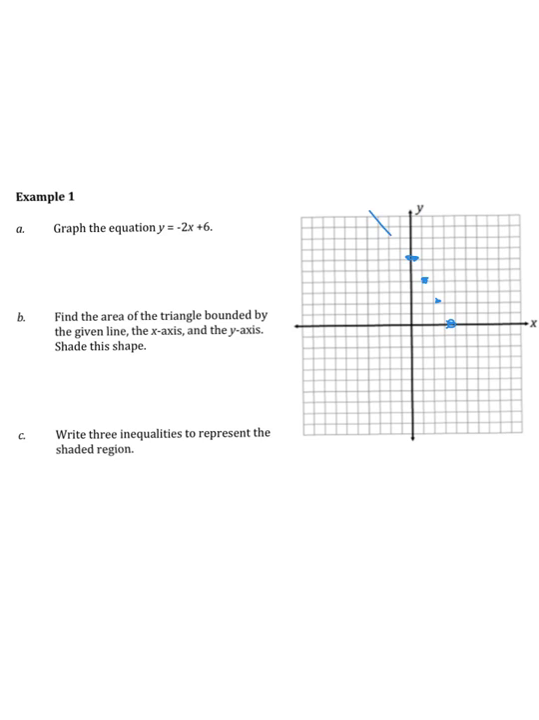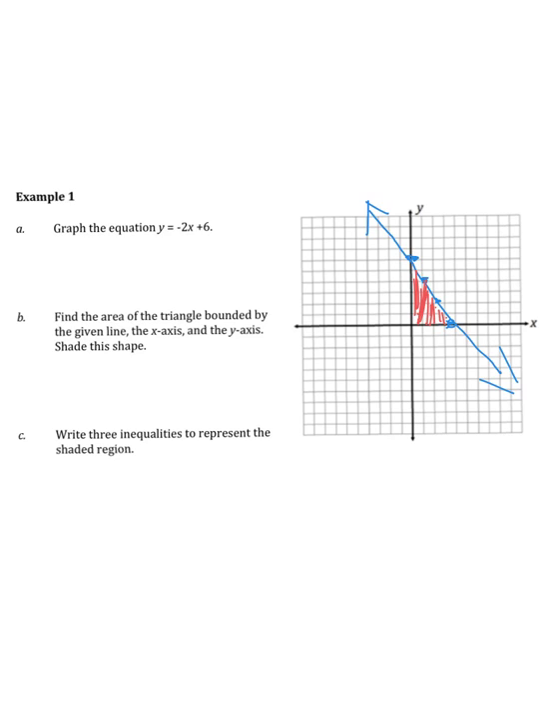It's a solid line. Please use a straight edge when you draw the line on your paper, as I am unable to do that. So we want to find the area of the triangle bounded by the given line, the x-axis and the y-axis. So that is this area right here. And we're asked to shade the shape. Now write 3 inequalities to represent the shaded region.